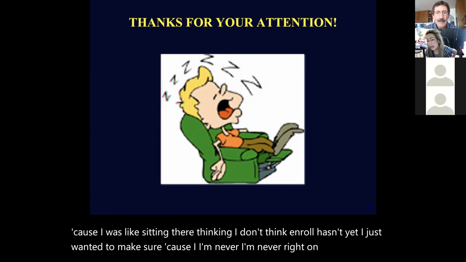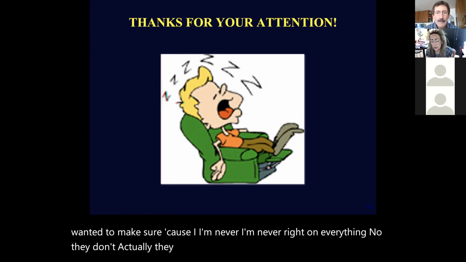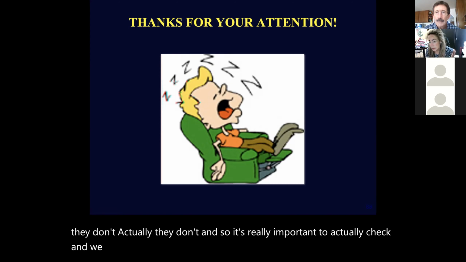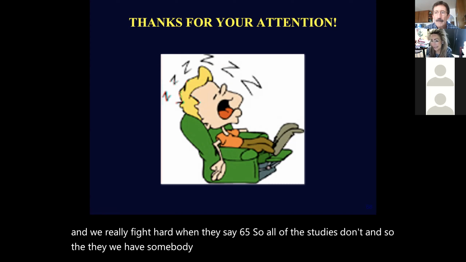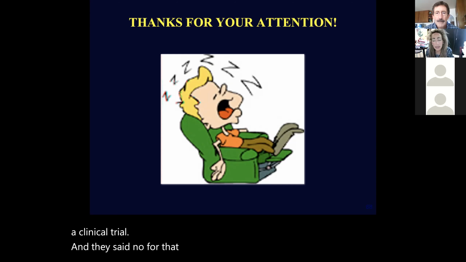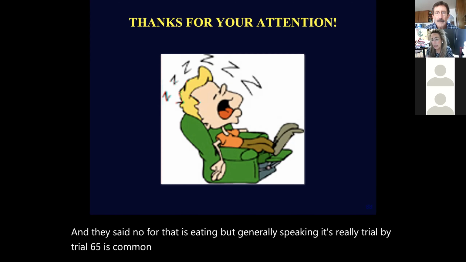No, they don't. Actually, they don't. And so it's really important to check. We really fight hard when they say 65. So all of the studies don't. We have somebody who's 80 that wanted to participate in a clinical trial, and they said no for that. It was 80. But generally speaking, it's really trial by trial. 65 is common in a lot of them, but not every single trial. So it's always worth asking or looking. Thank you for that.